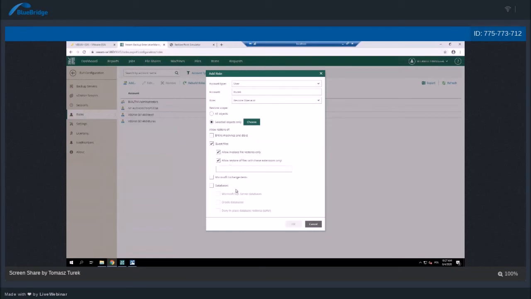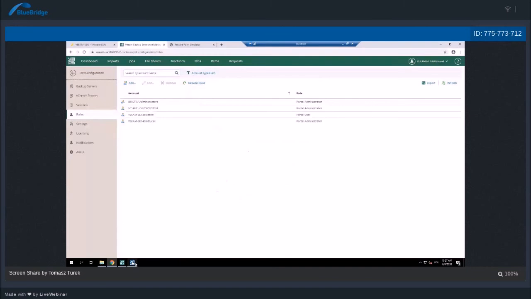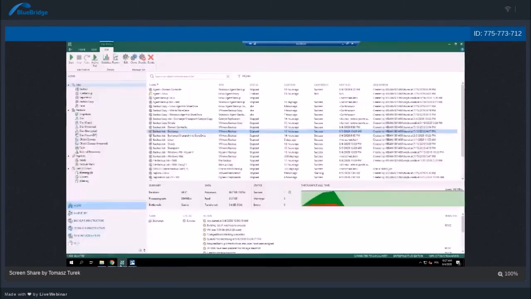If I don't trust this particular user enough, I can, for example, say that the only extension this user can actually recover is, for example, document. That's it, right? You have no access to anything else. The only files you'll be able to recover are documents. And this is pretty much it. Of course, we can go down deeper into specific application items, but let's not get into that much detail here.